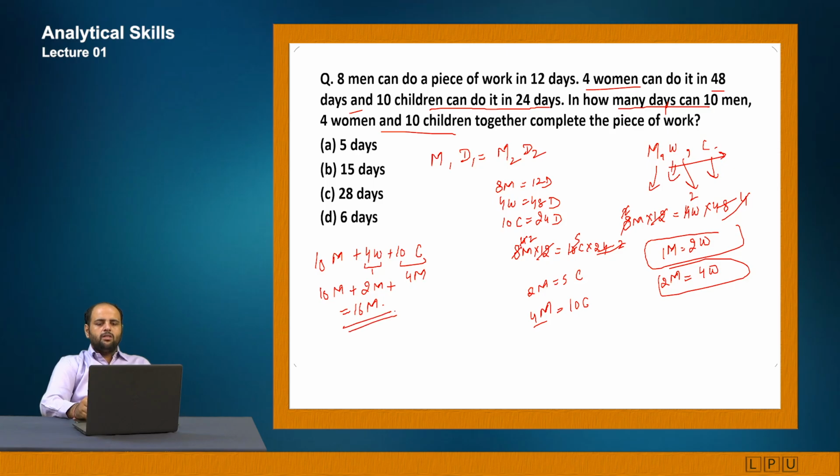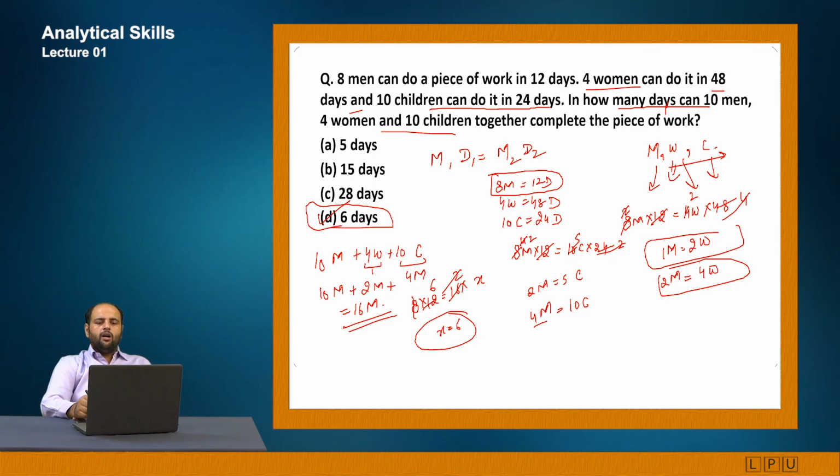Now the question is very simple. If 8 men can do a work in 12 days, then in how many days can 16 men do the same piece of work? 8 men do a work in 12 days, so 16 men will do it in X days. Now solve it: 8 into 12 equals 16 into X, and the value will be 6. So the whole work will be completed in 6 days.